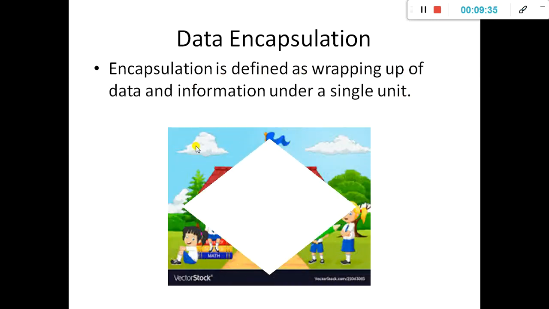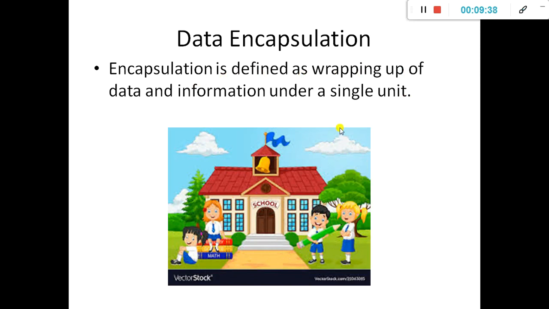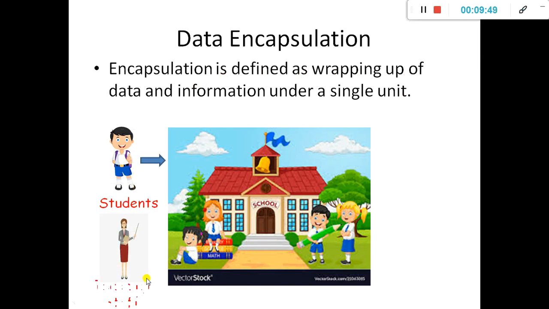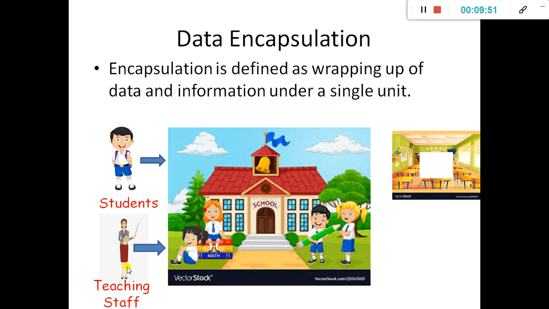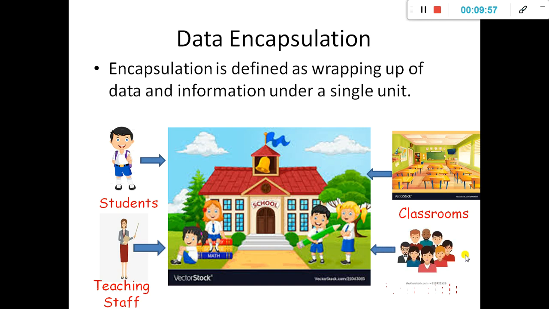Now for example, suppose school is my box. What all things does a school have? It has students, teachers or teaching staff, classrooms, and admin staff. So what is happening here is we have put all this information together under one heading, that is nothing but school. So this is an example of data encapsulation, that is, wrapping up the data and information under a single unit.